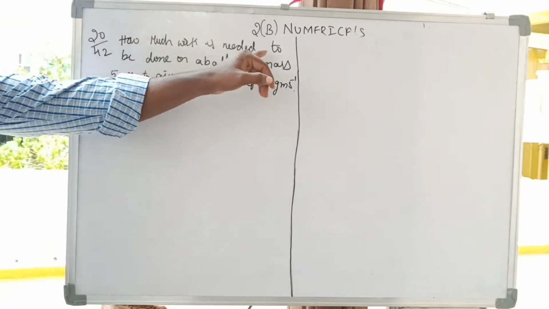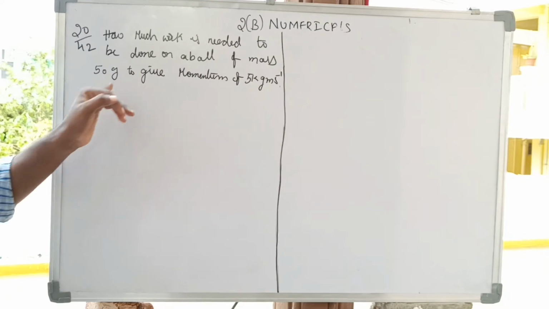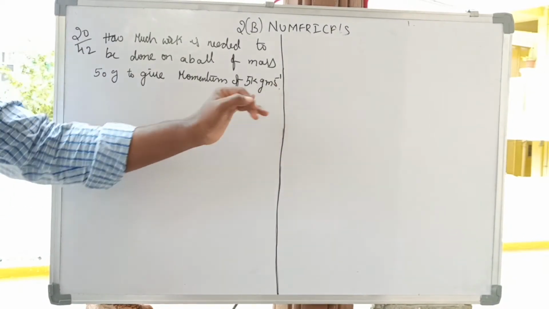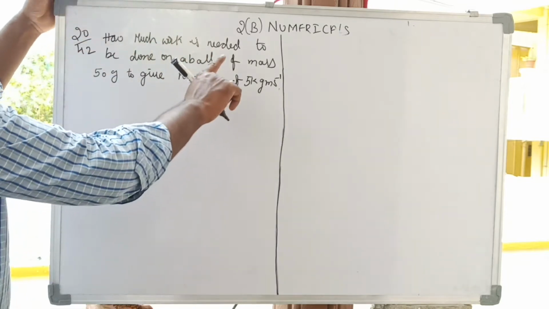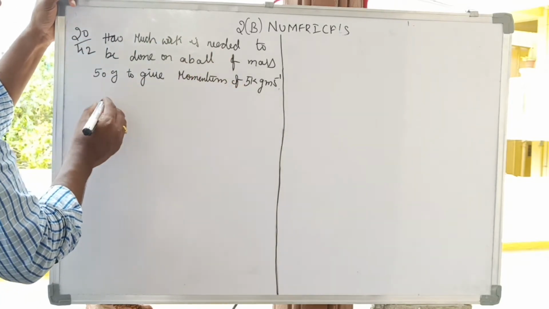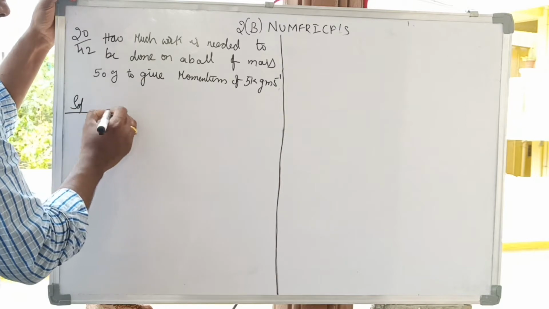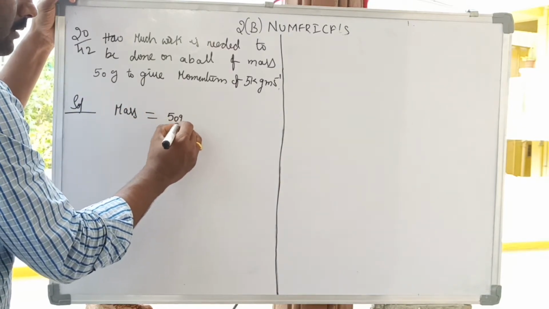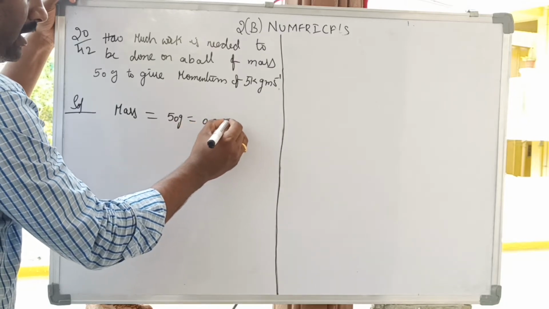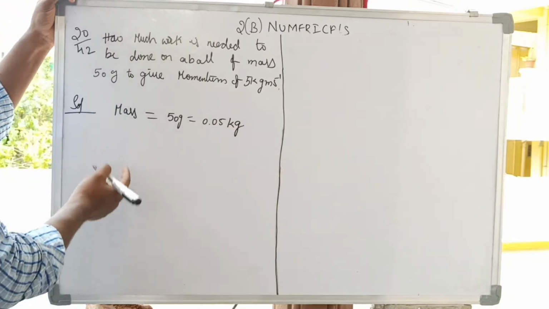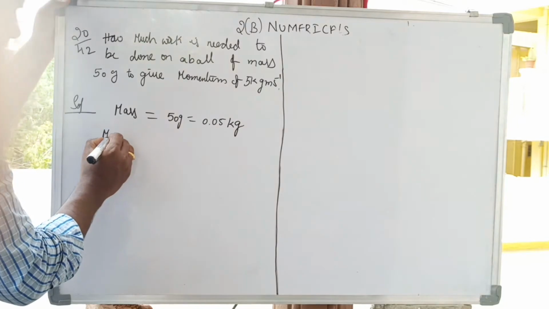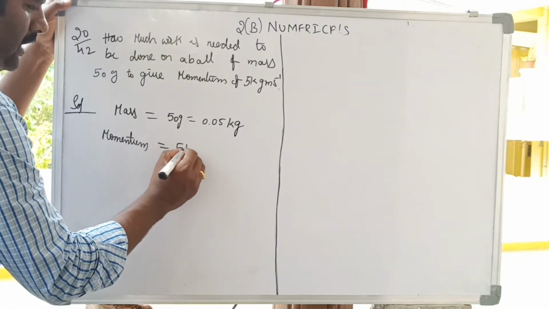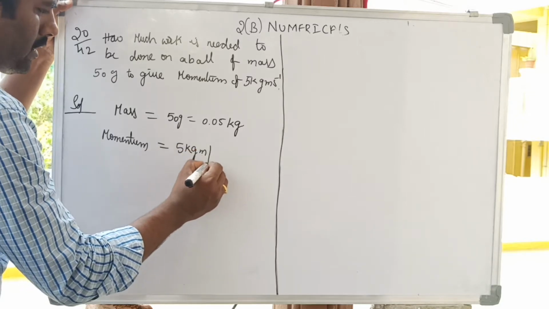How much work is needed to be done on a ball of mass 50 grams to give a momentum of 5 kg meter per second? So here a ball is there, and some work is done on it. They have given us the mass. Mass of the ball is how much? 50 grams, nothing but 0.05 kg. Now they have given us the momentum. Momentum is equal to 5 kg meters per second.